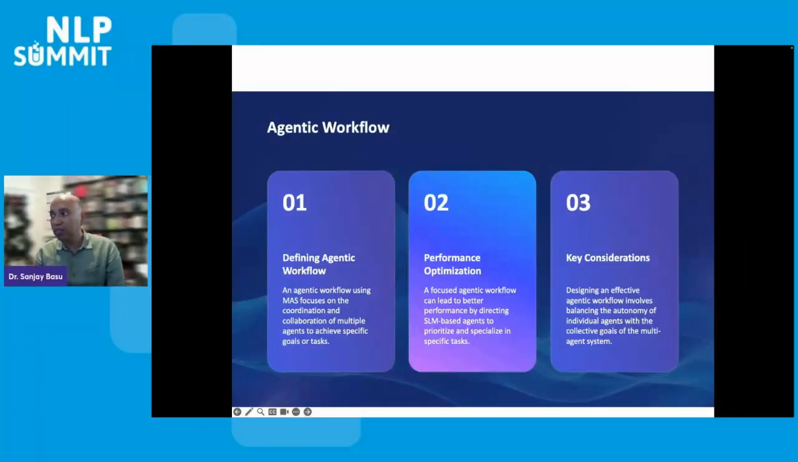One of the key considerations is that designing an effective agentic workflow involves balancing the autonomy of the individual agents with the collective goal of the multi-agent system. So we have to make sure that all the individual agents are working in a way that achieves the desired outcome.